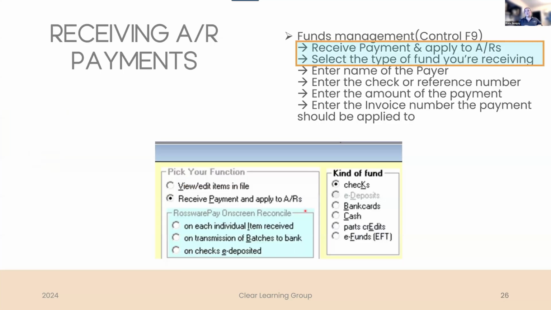But for everybody else, for the warranty jobs, for the property management companies of the world that we're billing and sending payments out to, for those, we're going to go into our funds management, so our Control F9. We're going to click on this receive payments and apply to ARs. And then we're going to tell the system what kind of fund we're receiving. Did we receive a check, or was it cash, or parts credits, or electronic funds? What did we get?